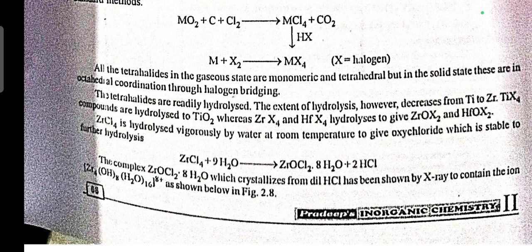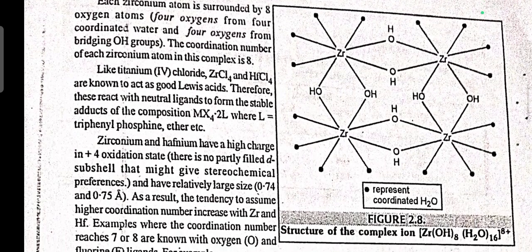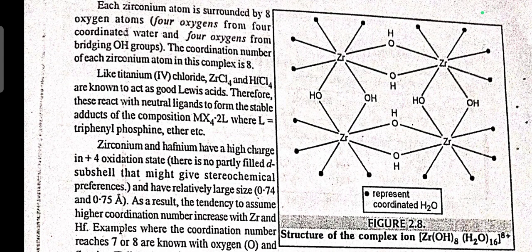The complex ZrOCl2·8H2O, which crystallizes from dilute HCl, has been shown by X-ray to contain the ion [Zr4(OH)8(H2O)16]8+. Each zirconium atom is surrounded by 8 oxygen atoms: 4 oxygen from coordinated water and 4 oxygen from bridging OH groups. The coordination number of each zirconium atom in this complex is 8.